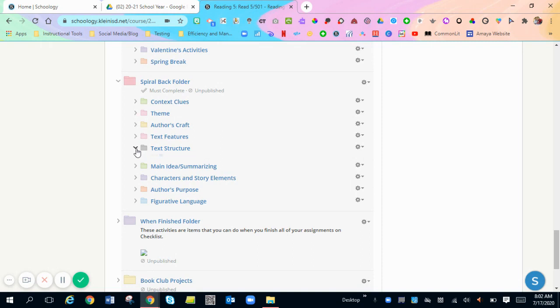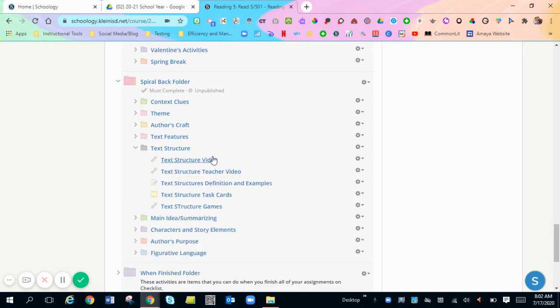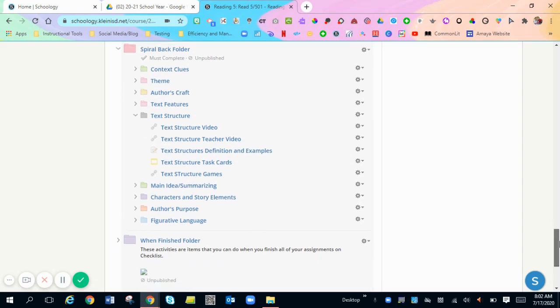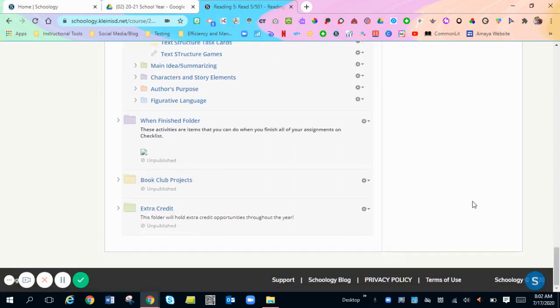that the teacher has recorded of herself doing text structure or any of the things that you want. And then there were some fun games that we included as well, because we didn't take any grades from the spiral back. It was just a great way to see if the students were improving on that learning objective.